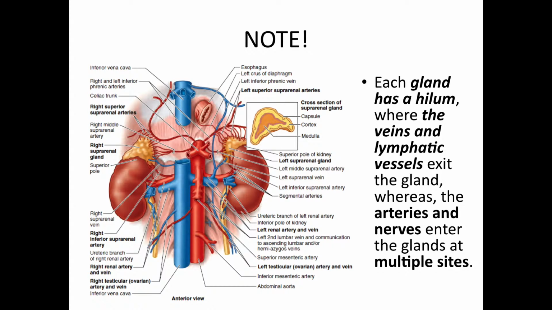Celiac trunk has 2 main branches: the superior mesenteric and inferior mesenteric. The inferior mesenteric has 3 branches. Sorry. Um, the hepat- no, the superior mesenteric artery is a branch of the celiac trunk.